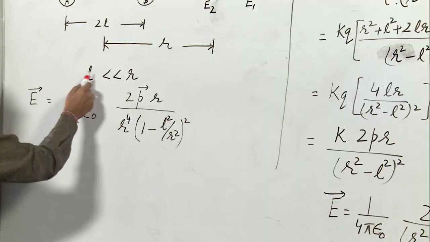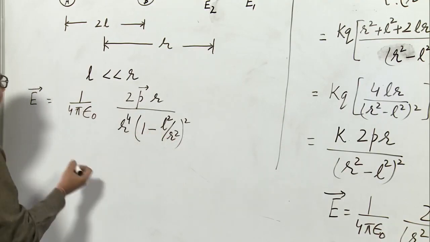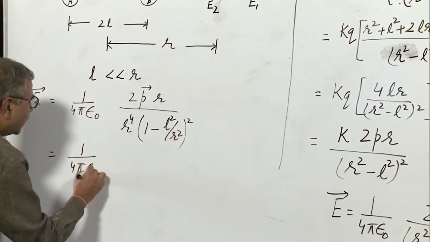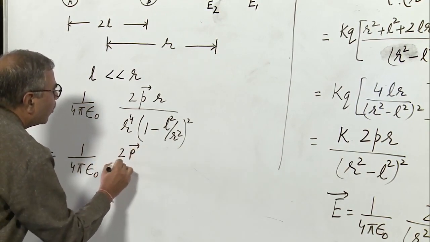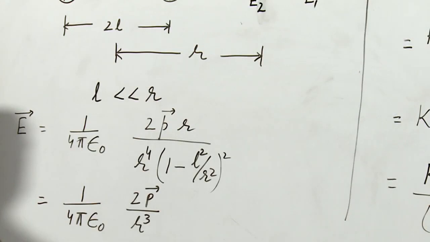When L is very small as compared to R, L square upon R square will be a very small quantity and can be neglected. So, the expression becomes 1 upon 4 pi epsilon naught 2P upon R cube. This particular case has two basic significance. Number one, the electric field on the axial line is directed along the electric dipole moment, and secondly, the electric field due to this dipole will be proportional to 1 upon R cube.